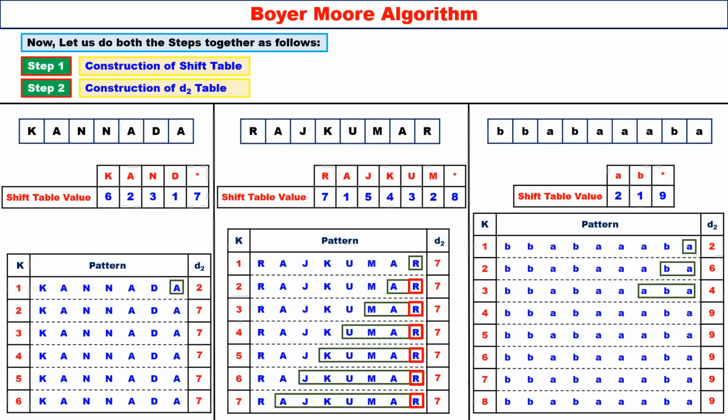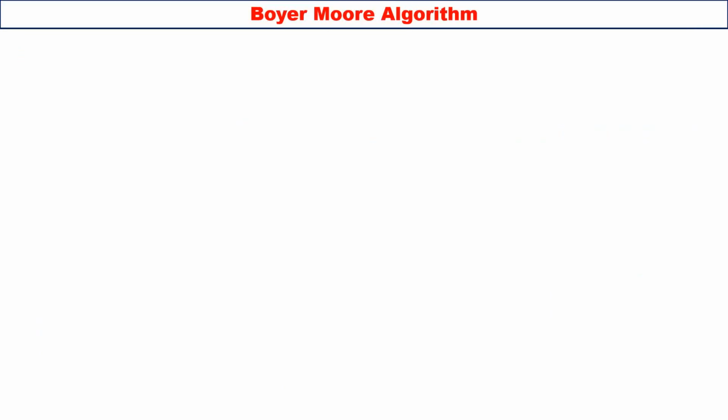Now, we have constructed both the shift table values and the D2 values for a given pattern string. This is important. In any given problem, we should create both the shift table as well as the D2 table. Now we know how to construct the shift table and the D2 table. Now we should know how to find out the number of right shifts. This is very, very important. So how to find out the number of right shifts?